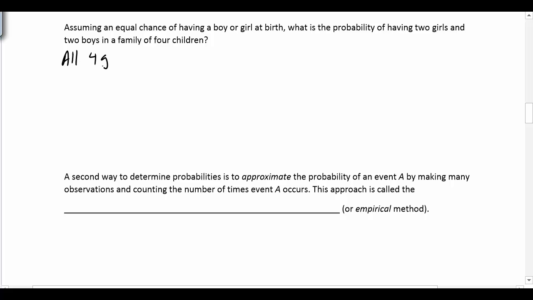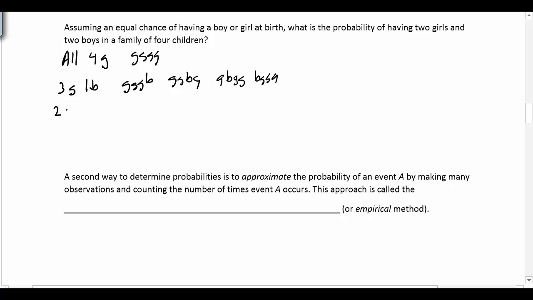I could have all 4 girls, in which case it's just all 4 girls in a row. I could have 3 girls and 1 boy, and the tricky part is where that boy shows up. So maybe I had him at the front, or maybe I had him the last kid. Maybe he was the 3rd oldest, maybe he was the 2nd, or maybe he was the 1st. So there's 4 possibilities there.